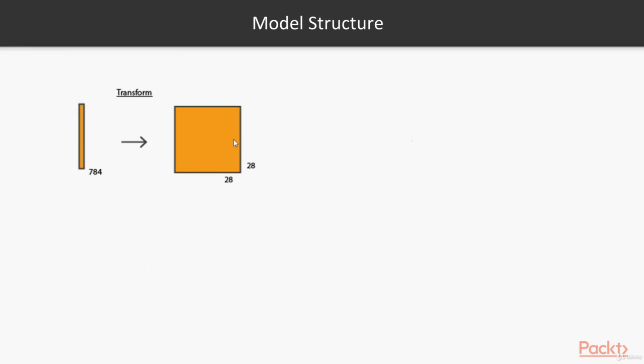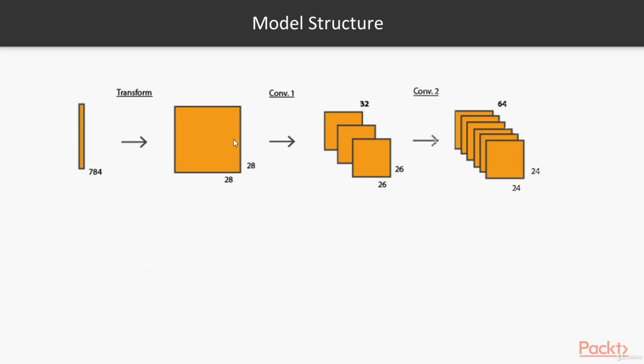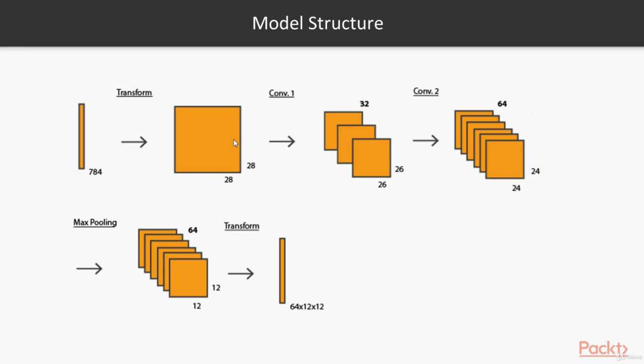I will talk about the dataset later, but our input will consist of a vector of size 784 that will be transformed into a matrix of 28 by 28, the size of the picture. We will perform a first convolution with 32 filters of size 3 by 3, and this will produce 32 26 by 26 matrices. We will perform another convolution with the same filter size, and this time we will have 64 24 by 24 matrices. We will do max pooling, so the dimensions of the matrices will be half, and we will transform this into a vector.